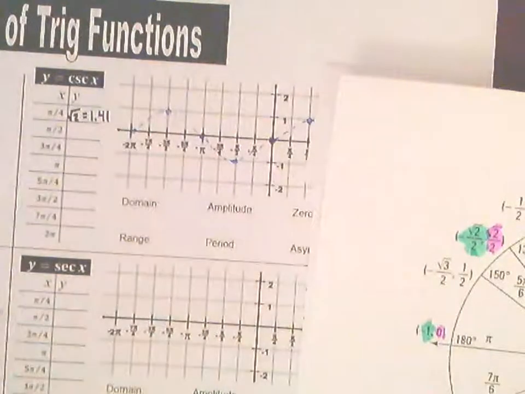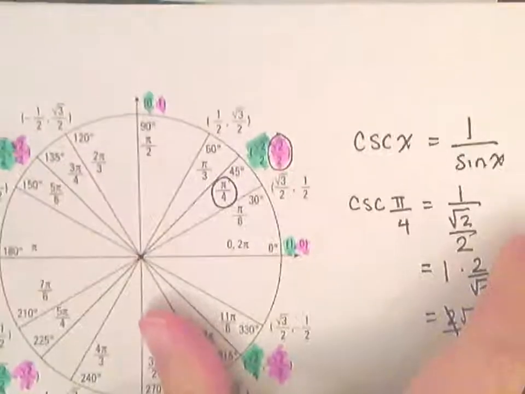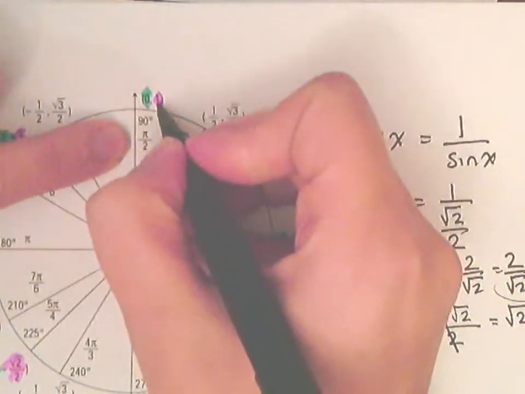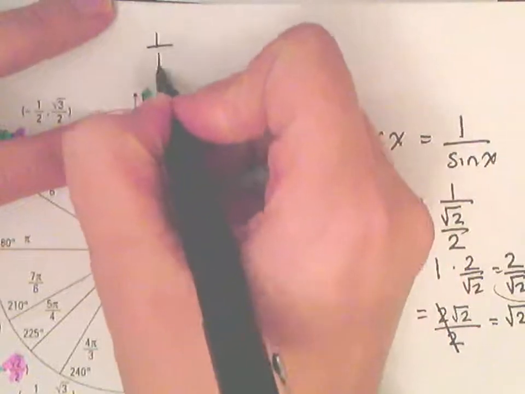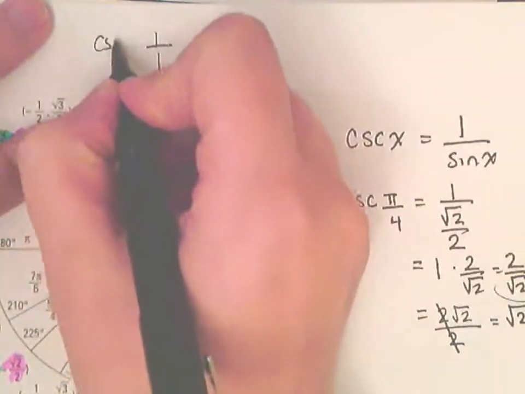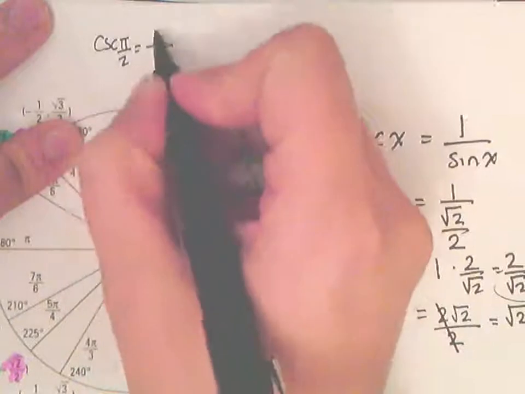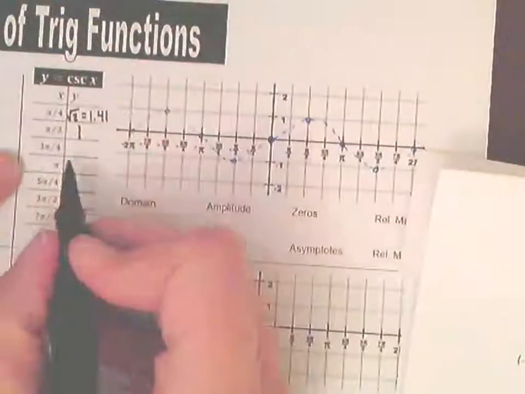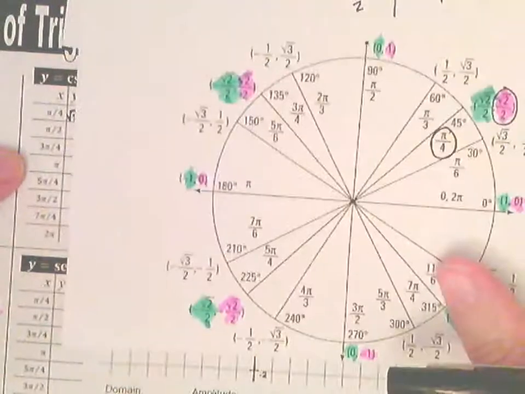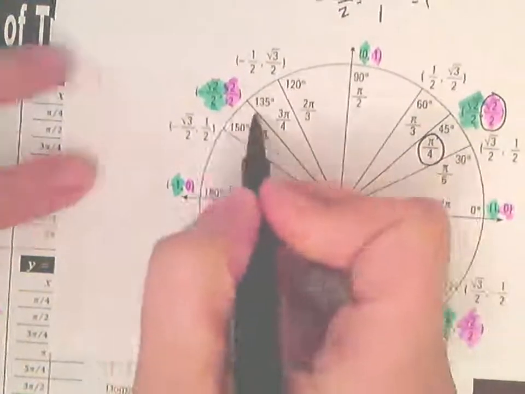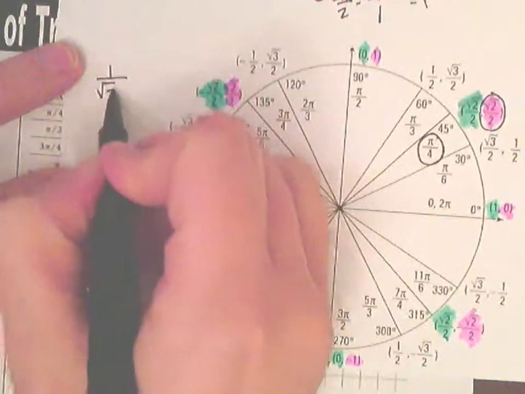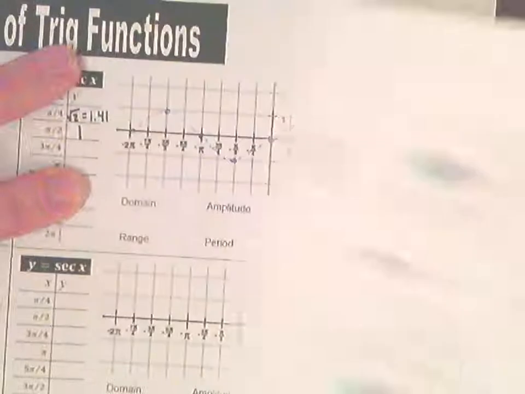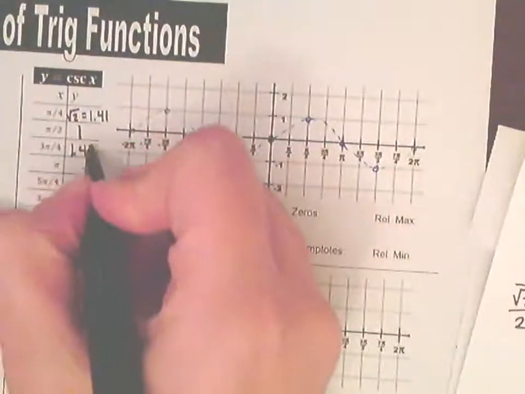All right, now for pi over 2, it's a little bit easier. So for pi over 2, it's 1 over sine, and sine is just 1, so it's just 1 over 1. So for cosecant of pi over 2, it's 1 over 1, which is just 1. So that's pretty straightforward. Now 3 pi over 4 is also going to be 1 over square root of 2 over 2, which is the same as the problem that we just did. So this just ends up being 1.41.